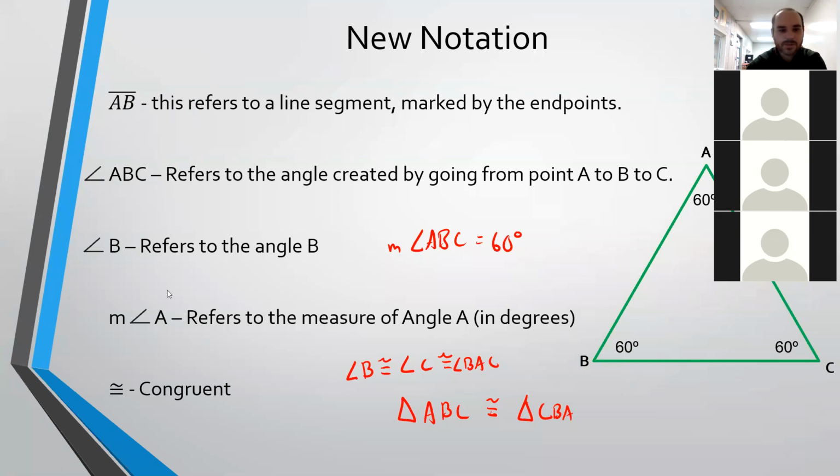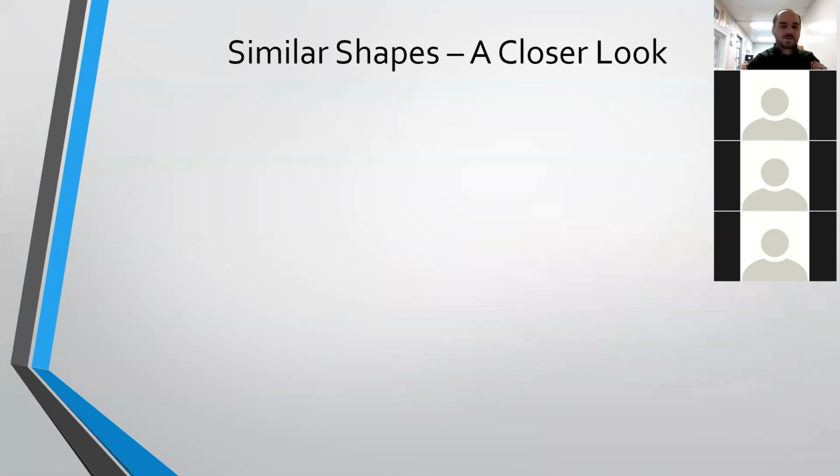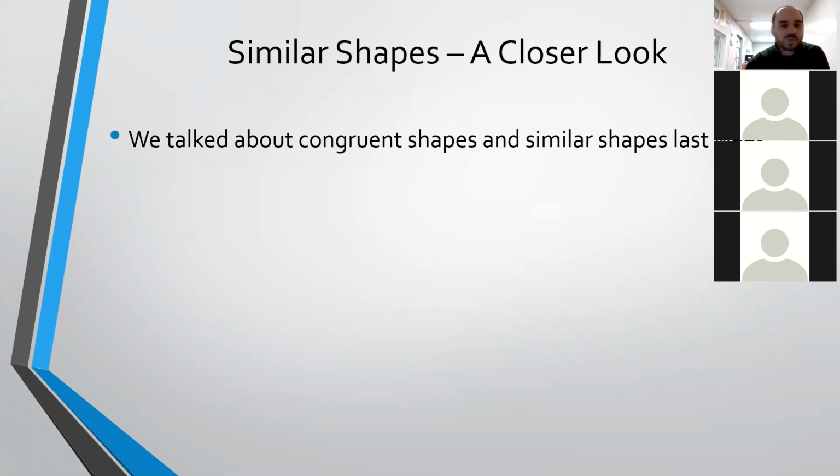Okay, does anybody need more time to write these down? No. Okay, then let's go to the next one. So we talked about similar and congruent shapes a lot last week. Can anybody tell me what the difference between congruent and similar are when it comes to shapes?